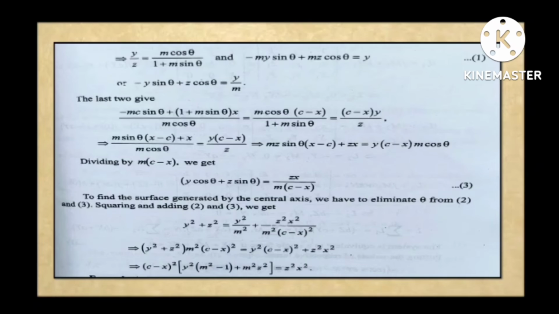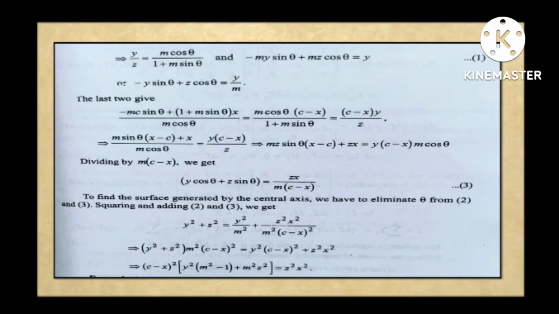Now dividing by m into c minus x, we get y cos theta plus z sin theta equals zx upon m into c minus x. This we will take as equation 3. So to find the surface generated by the central axis, we have to eliminate theta from equations 2 and 3.